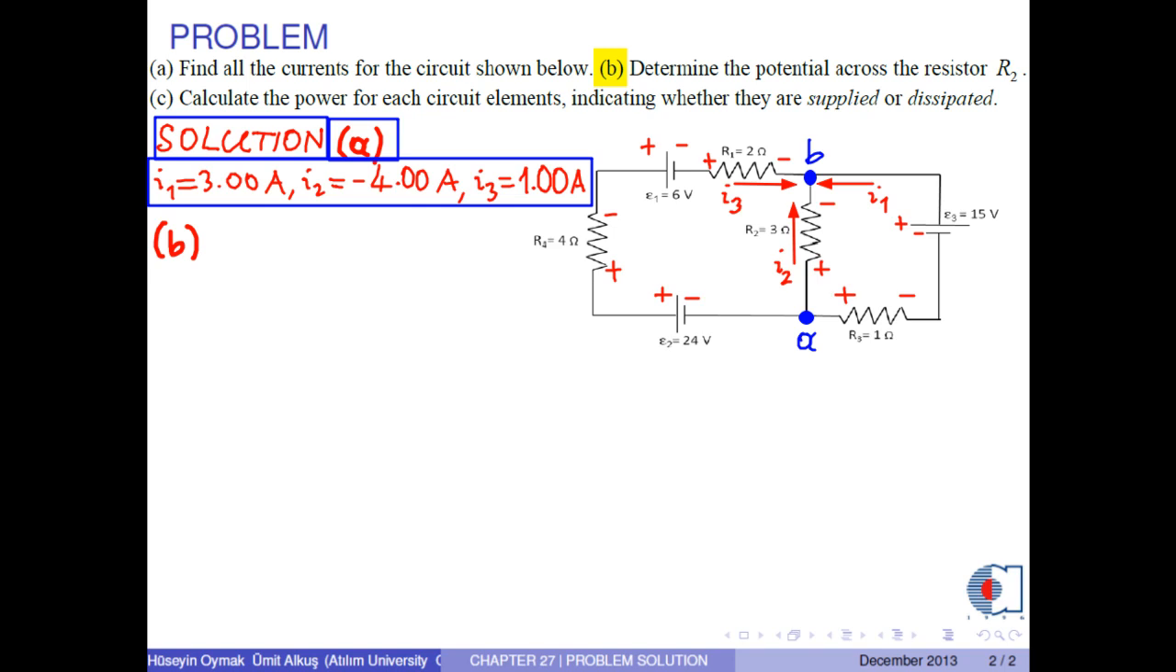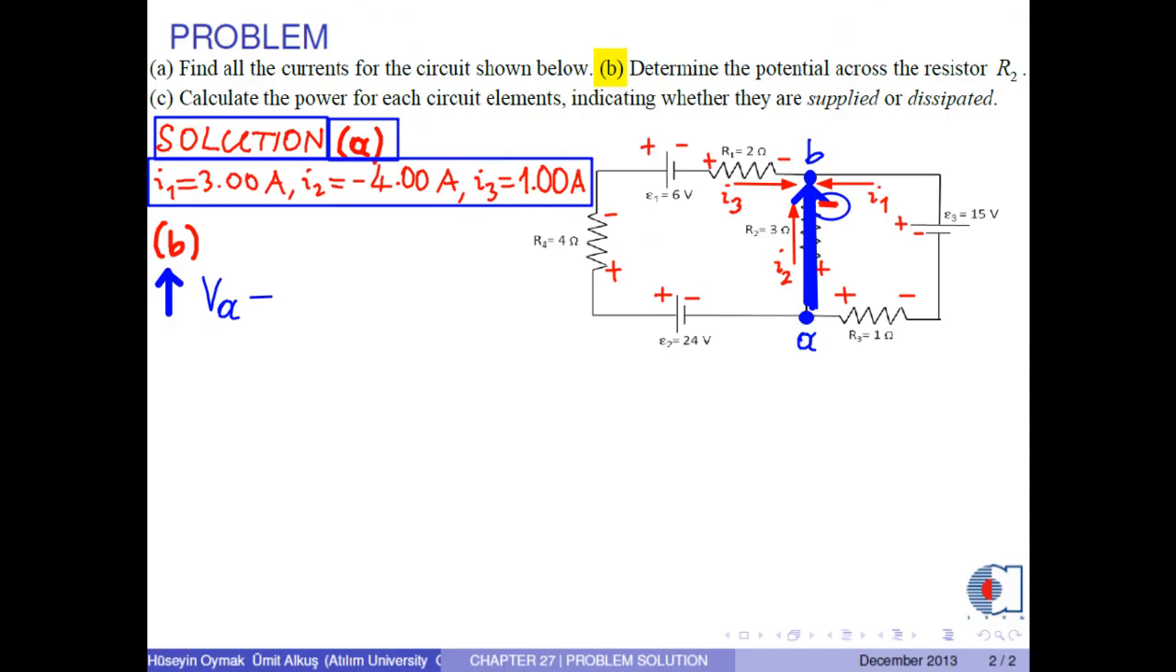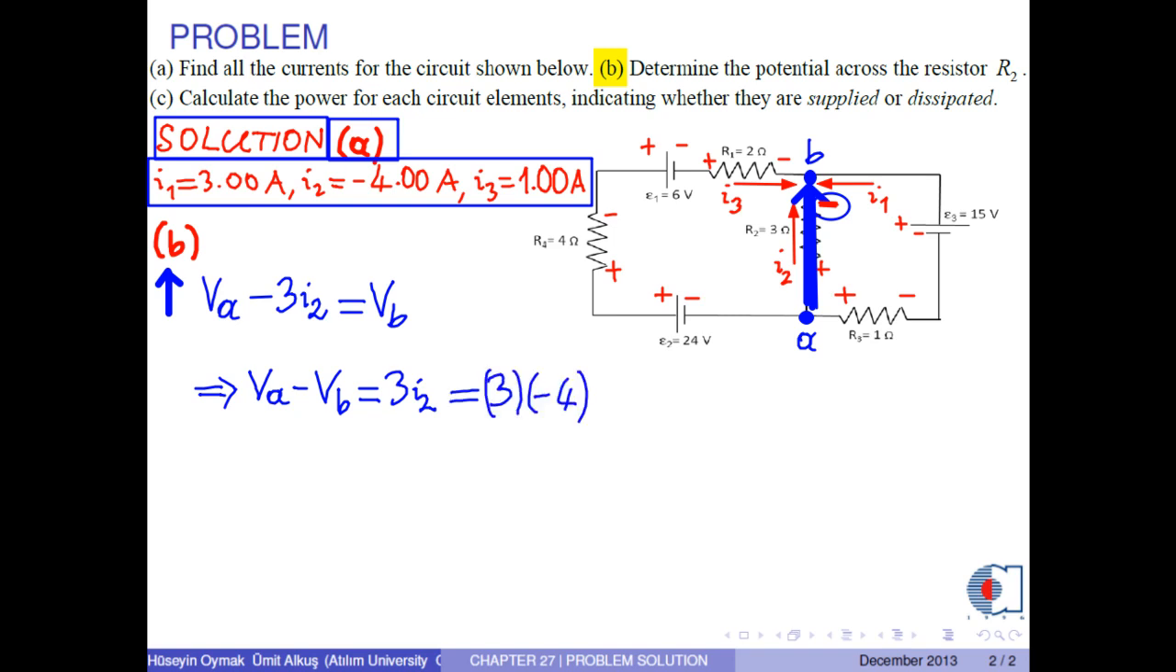Using the upward direction, we can go from A to B. The potential at point A is VA. For R2, we take the negative sign and calculate the potential as negative 3 times I2. Finally, we reach the potential VB. Then, VA minus VB equals 3I2. We know I2 as negative 4 amperes. Therefore, we find negative 12 volts.